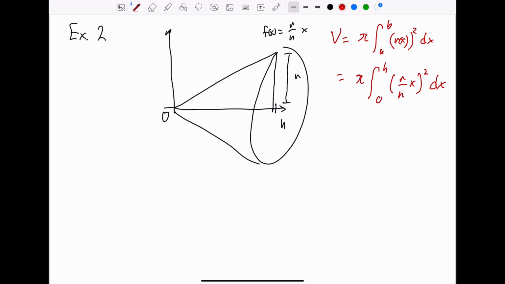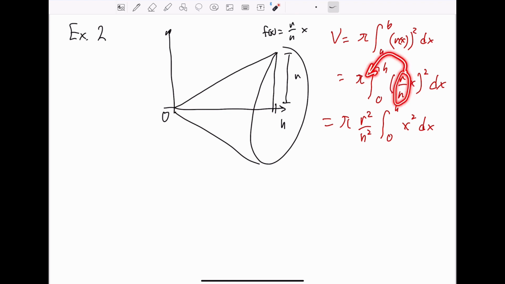But remember that r and h, these are just constants. So when we have r over h here in parentheses, we're going to square those. So we'll have r squared over h squared, but then we can just take that out front. So this integral simplifies to pi times r squared over h squared times the integral from 0 to h of x squared dx. So I took this r over h, squared it, moved it out front. That's how I got the r squared over h squared.